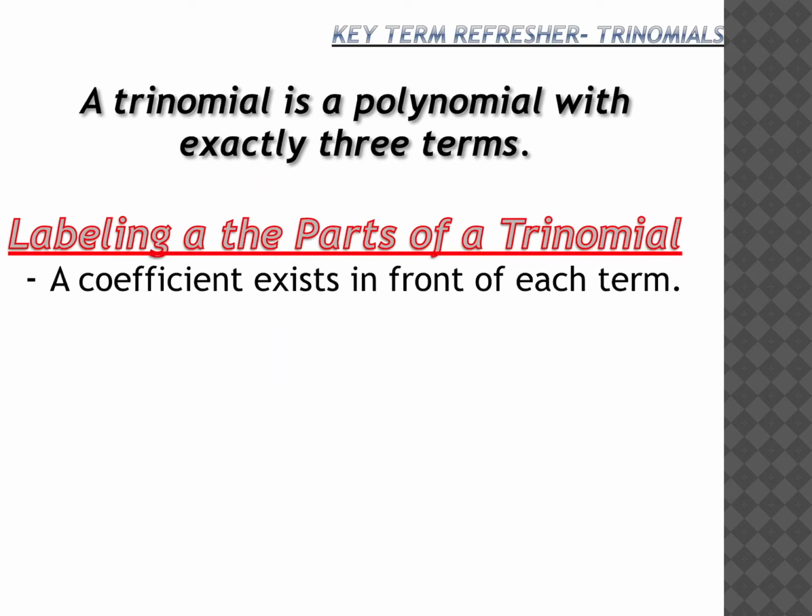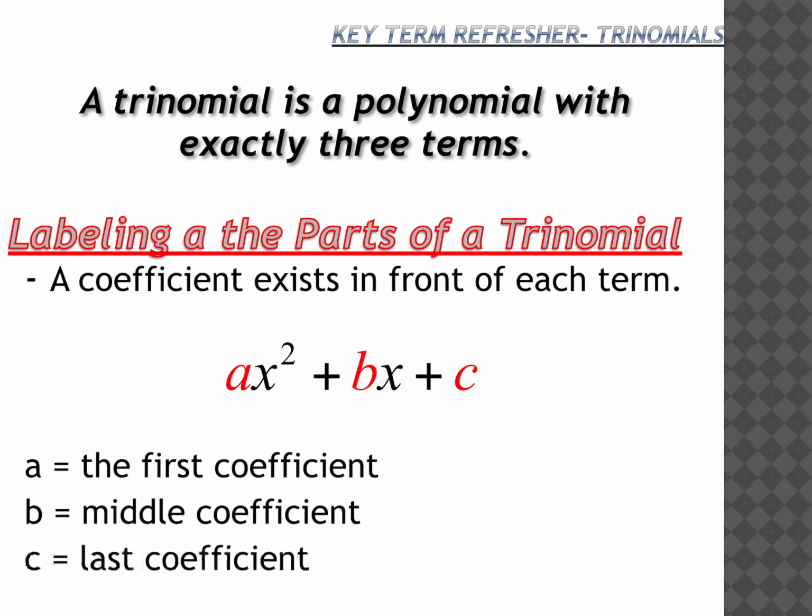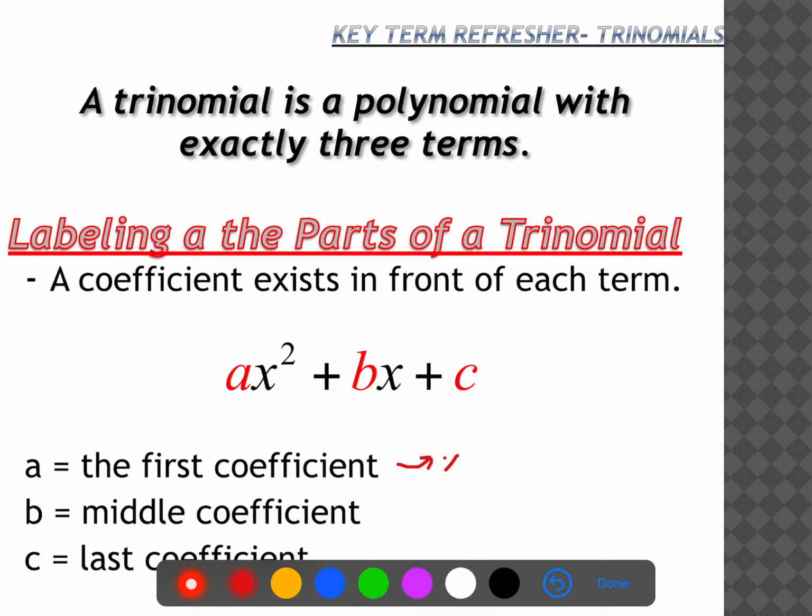A trinomial is going to have three terms, okay? The coefficients are going to be referred to as A, B, and C. A trinomial is typically in the form ax squared plus bx plus c. A is the coefficient that goes with x squared, B is the coefficient that goes with x, and C is really a constant term.